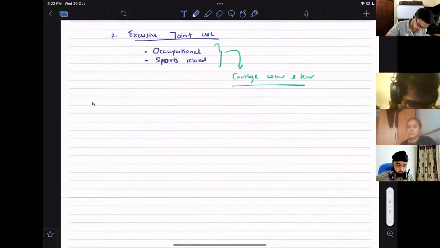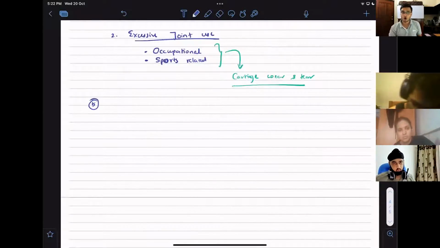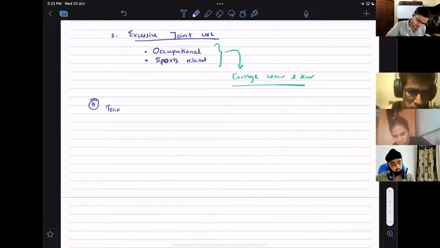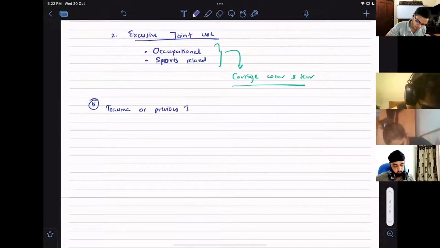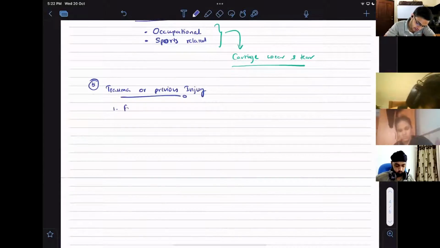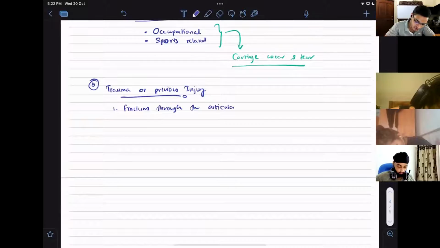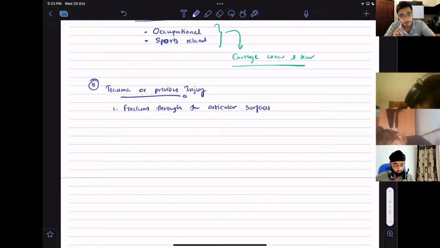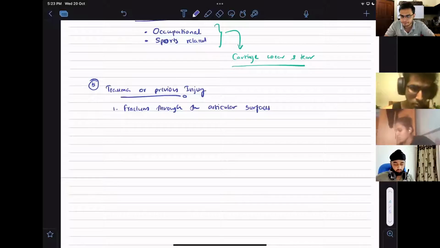Number 5. Trauma or previous injury. Write this down, guys. Any fractures through or involving the articular surfaces of a joint can pave the way to osteoarthritis.